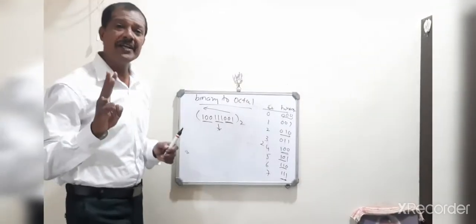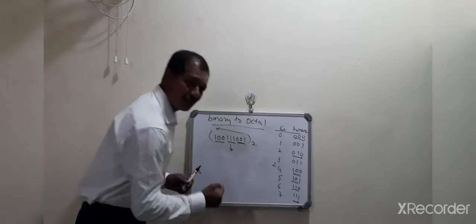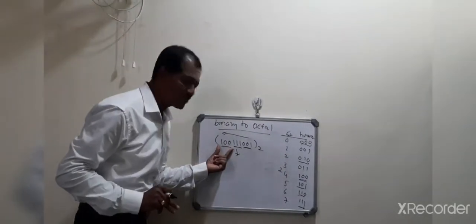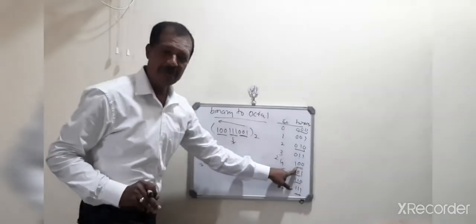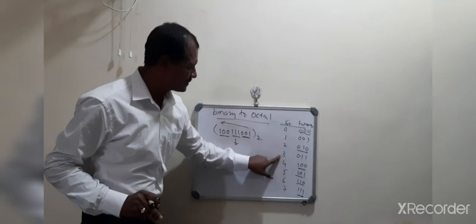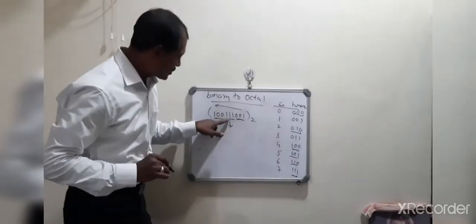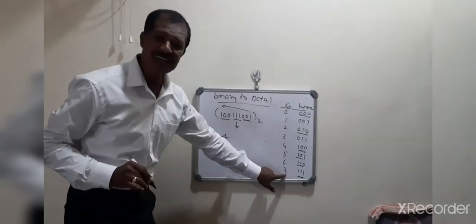Here you get 3 groups. For each, write the equivalent octal number. The first is 100. In binary, 100 means octal 4, so I write 4 here. Next is 111. In binary, 111 means octal 7.